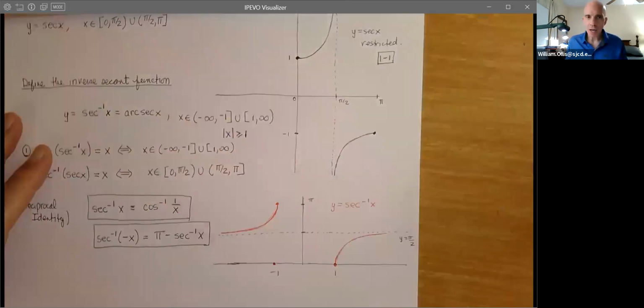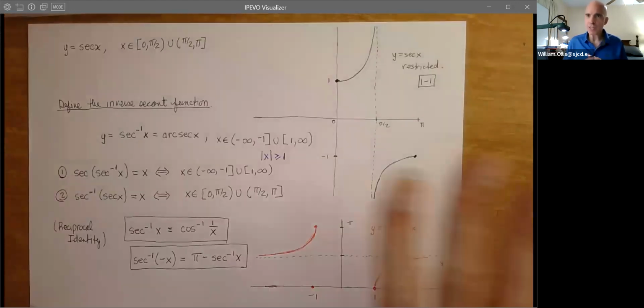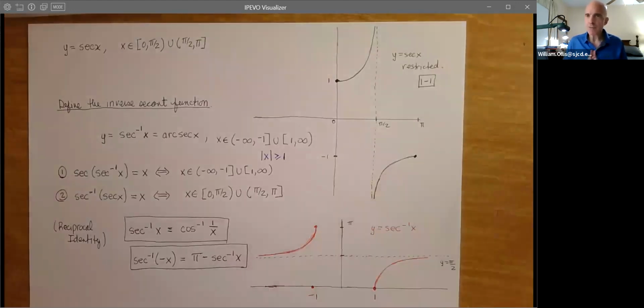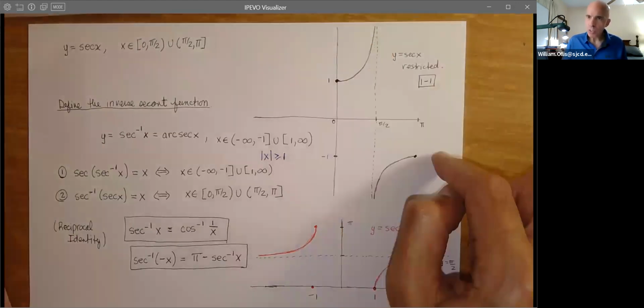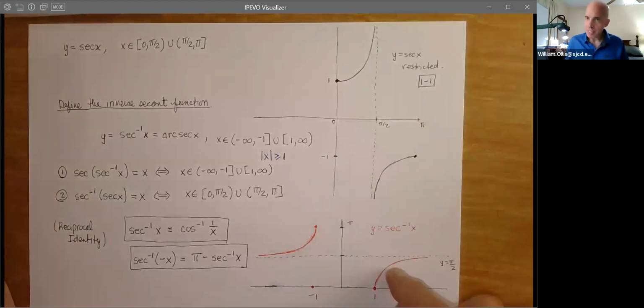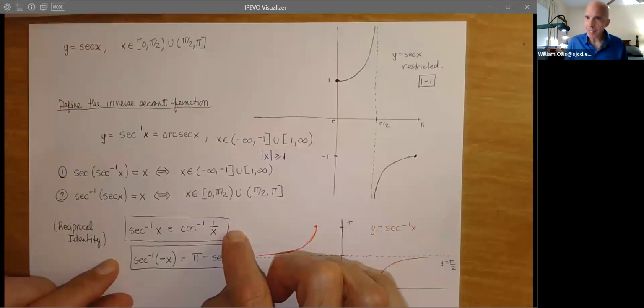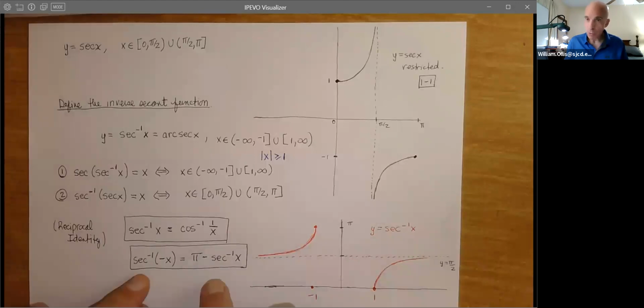So when it comes to the inverse secant, ladies and gentlemen, this will be the definition that I will use in the calculus. So again, remember, this definition uses an increasing portion of the secant function. Therefore, the inverse function is increasing, and it gives you the reciprocal identity here because of that definition. And then, of course, to deal with negative arguments, we can use this.